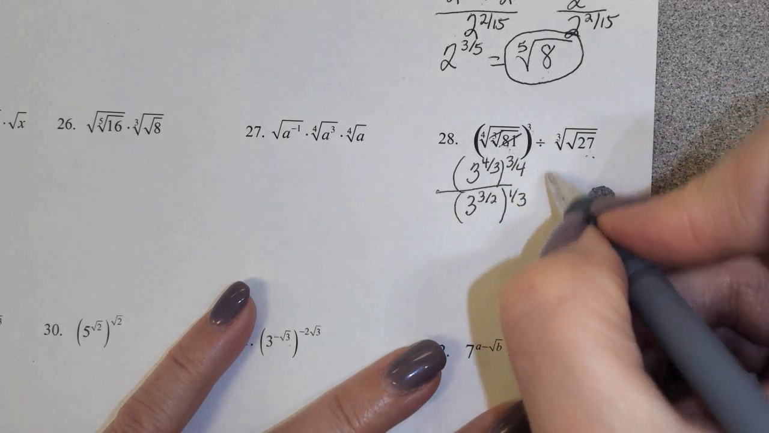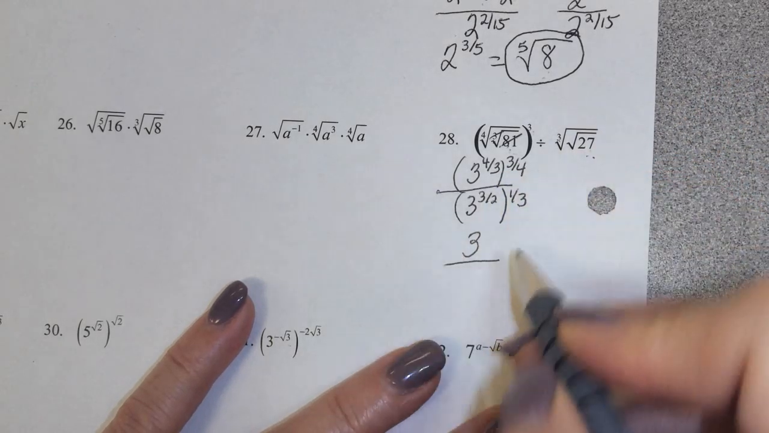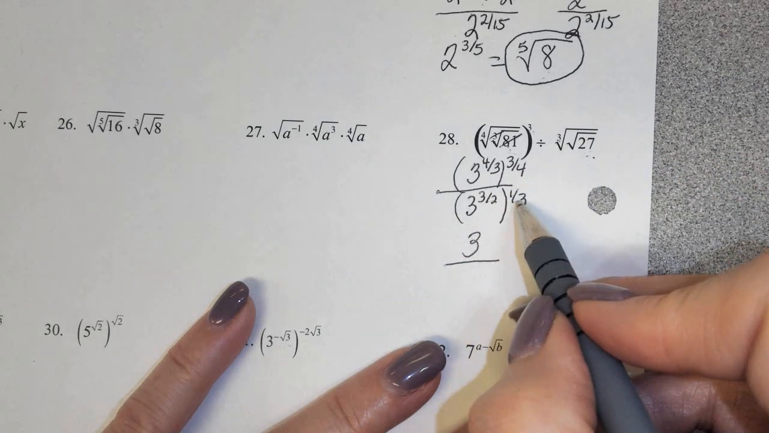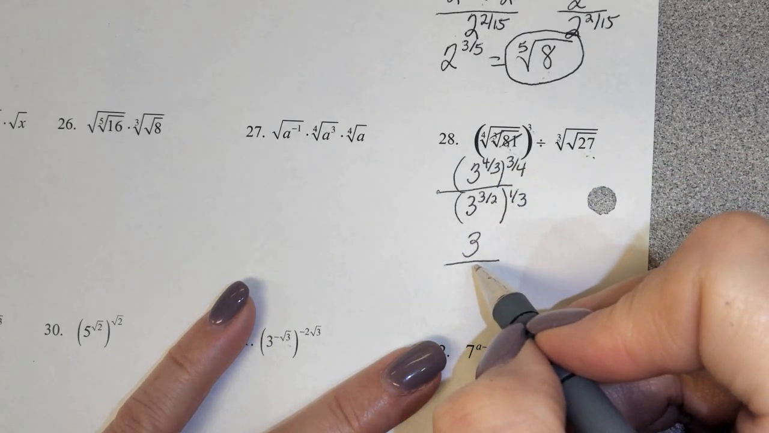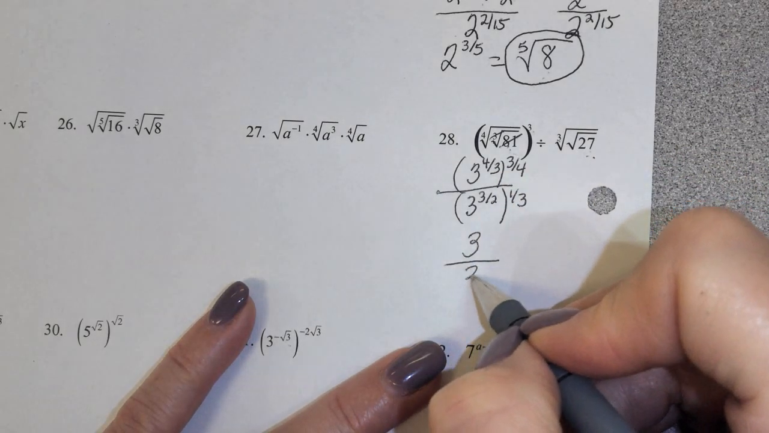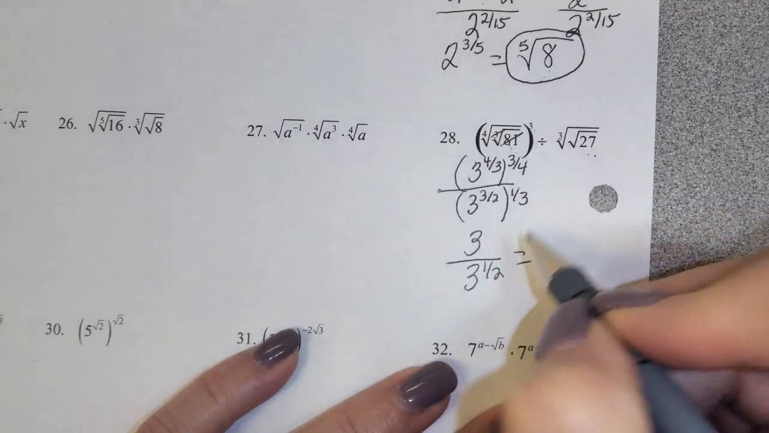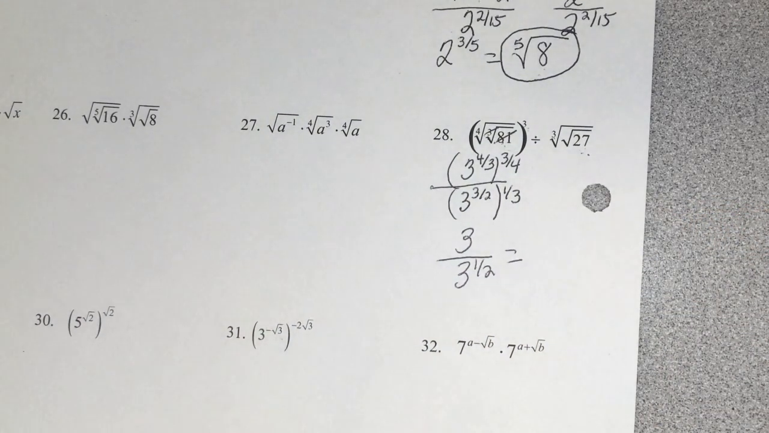1, so this is 3 to the 1st. What's this going to be? 3 to the 1/2. All right, so think about it. What is this, the simplest radical form? What is it? You get a Smartie for being smart.